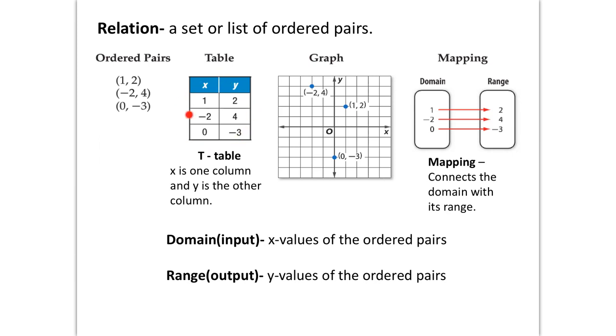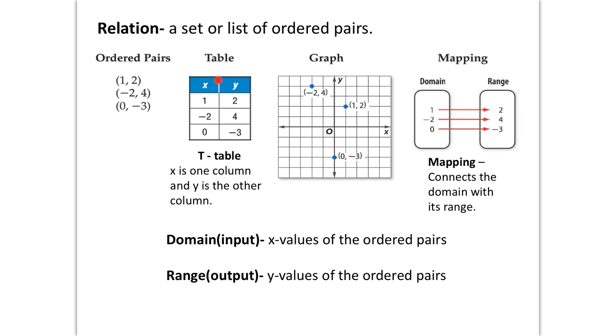When you have ordered pairs in a table, you can have the x coordinates, or the x values, in one column, and the y coordinates, or the y values, in the other column. So there are two columns, and one of them is the x, the other one is the y. This is just to organize the values of the x and the y. You also have to understand that this x value corresponds to this y value, and this x value corresponds to this y value, and this one corresponds to this one. So when x equals 1, y equals 2. When x equals -2, y equals 4. When x equals 0, y equals -3.